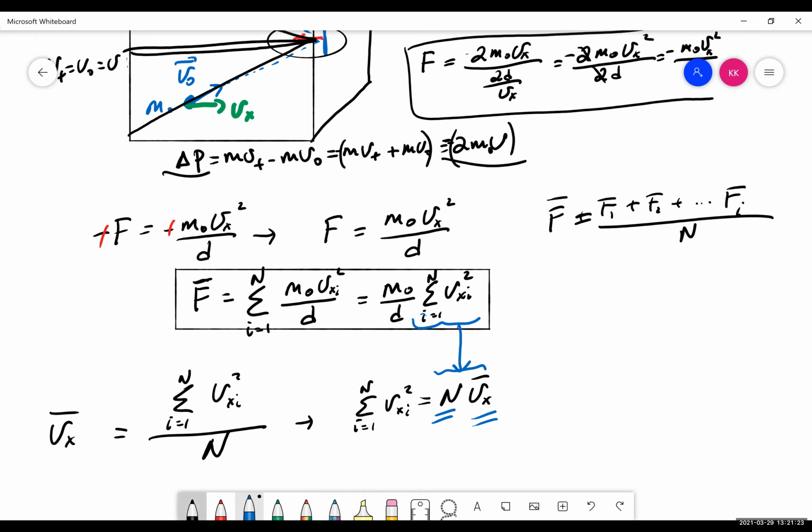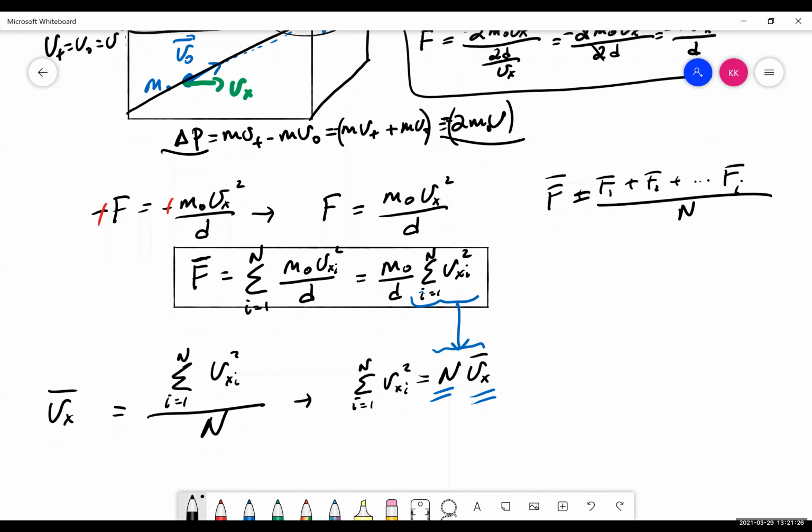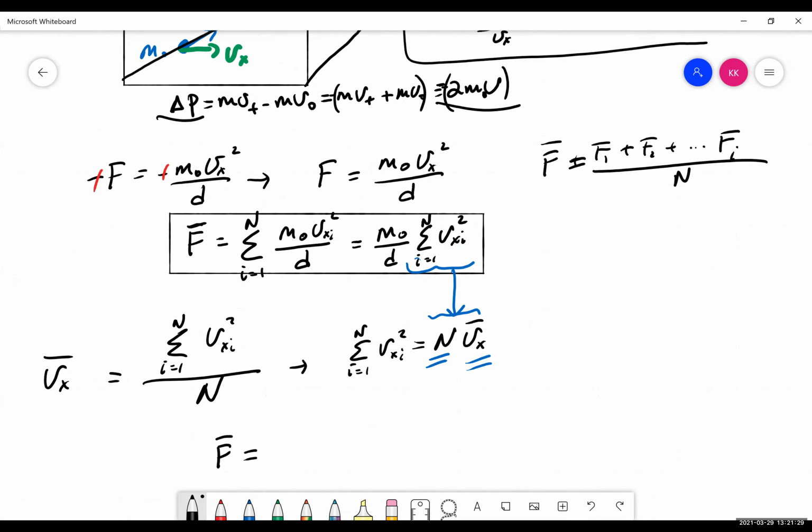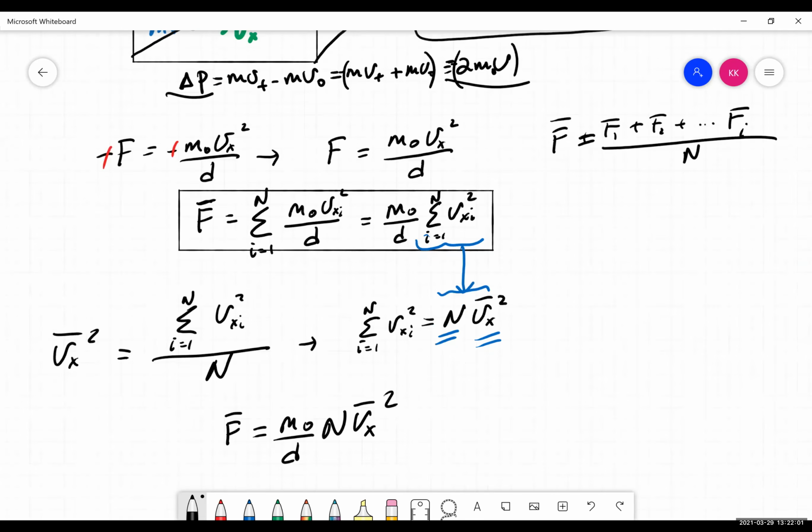combined together. That means my equation for the force will be mass over distance, but then the number of particles times Vx, so there's a square over there, there's a square over here. So V average x squared. Okay. So what I'm doing here is starting with microscopic quantities, like the mass of an individual particle, the velocity of an individual particle, and I'm slowly changing it into more macroscopic quantities.